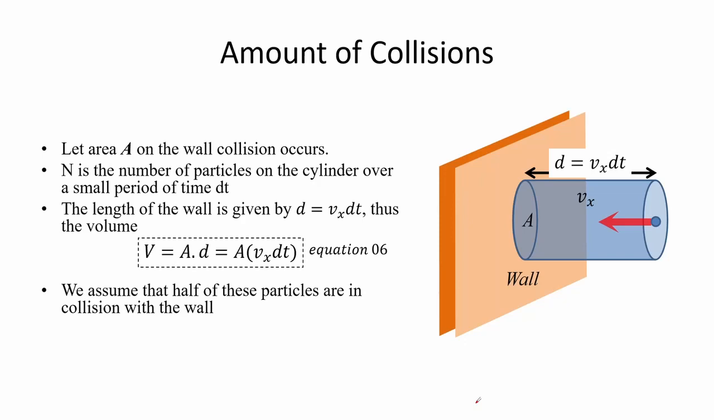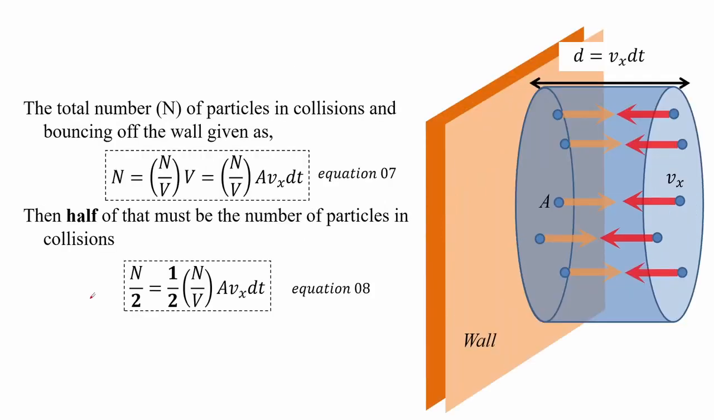Let area A on the wall be where collision occurs. The type of collision is perfectly elastic. N is the number of particles in the cylinder over a small period of time dt. The length of the cylinder is given by d equals vx times dt, with the volume shown in equation 6. We assume that half of these particles are in collision with the wall. The total number n of particles is given as equation 7. Then half of that must be the number of particles in collision, so we divide it by 2 and get equation 8.